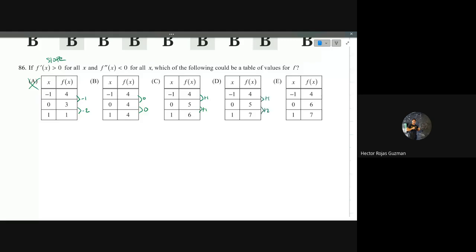+2, +1. So the first derivative is positive for C, D, and E. But then the second derivative has to be negative. So here the second derivative is 0. The second derivative is 0. The second derivative is +1. And here it's -1. So it looks like we have a winner.